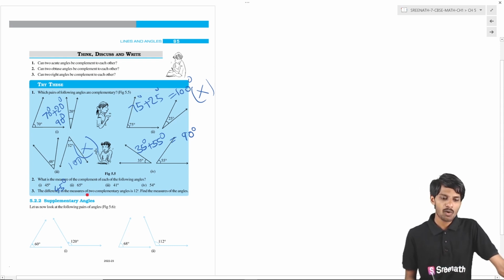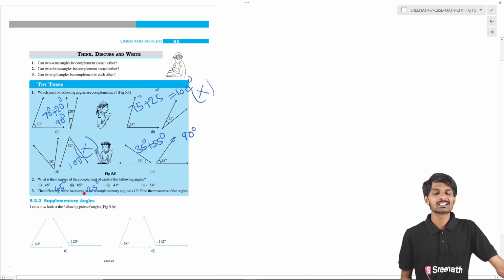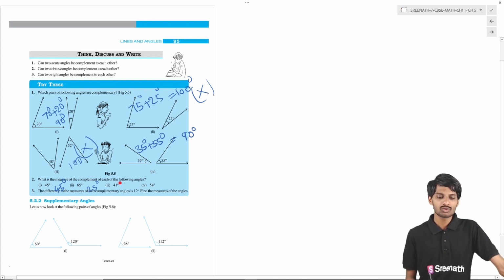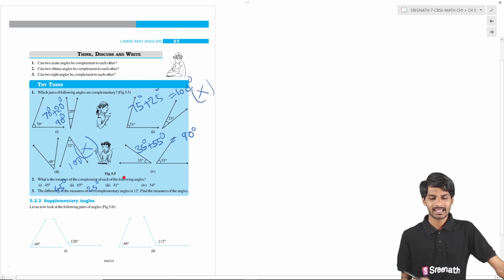Next, what is the complement of a 65 degrees angle? The complement of 65 degrees is 25 degrees. Why? If you add both these angles, you will get 90 degrees. Similarly, you have to do this one also, students. So that is about complementary angles.